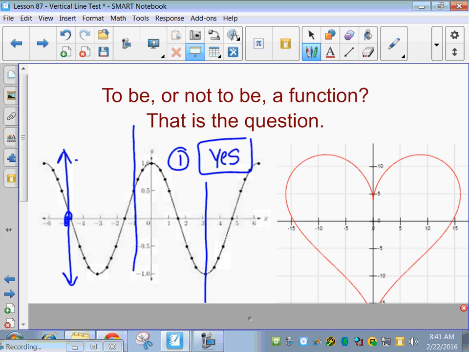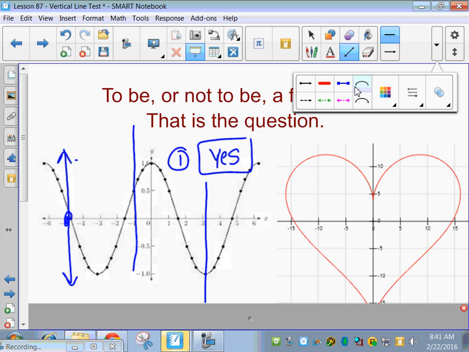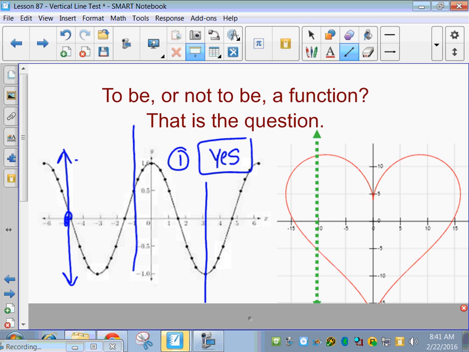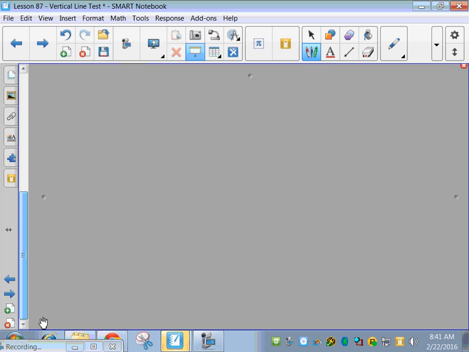Yes. All right, we've got this lovely heart-shaped graph. Let's say I draw a vertical line. I'll get a really straight one for this. How many times is it going to cross the heart here? Twice. So is it a function? No. Okay, that's all we're doing here.